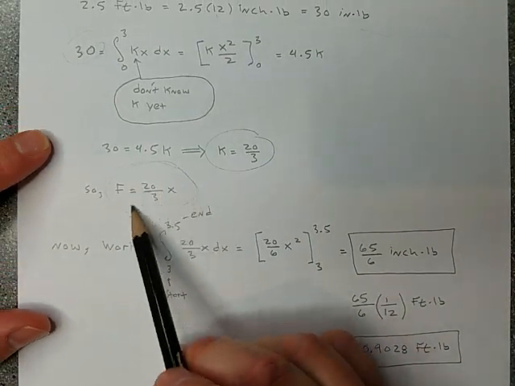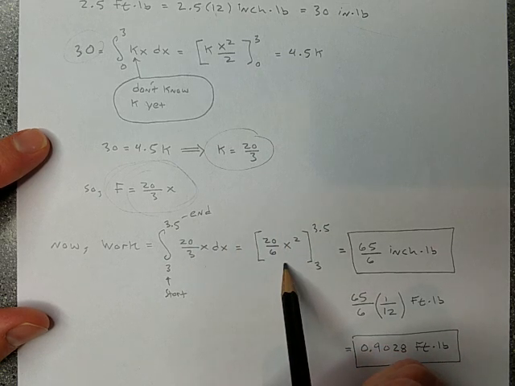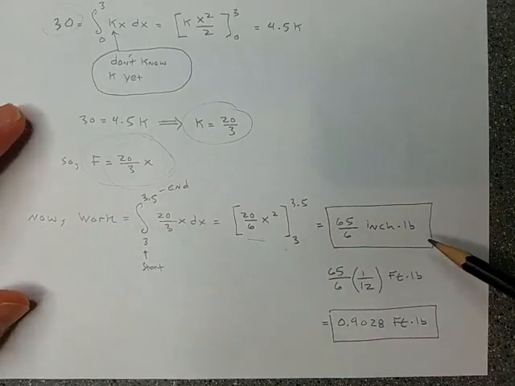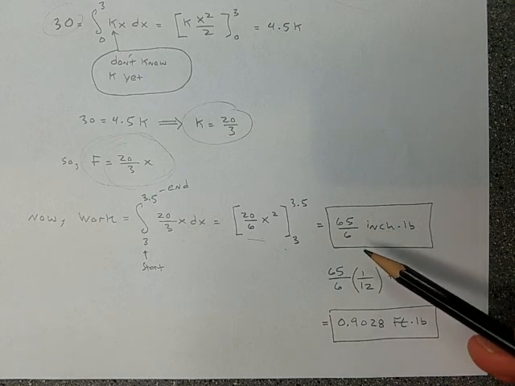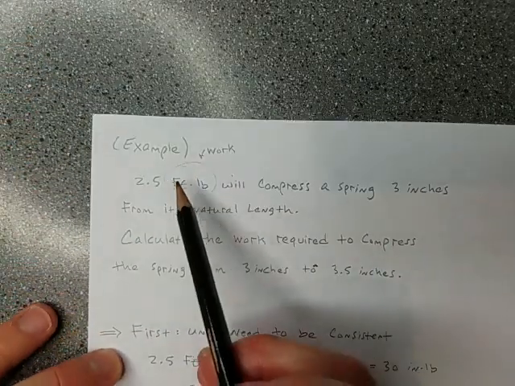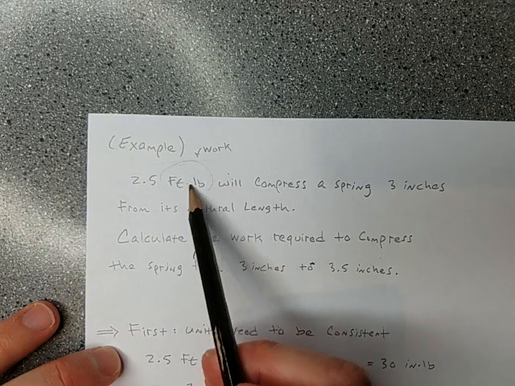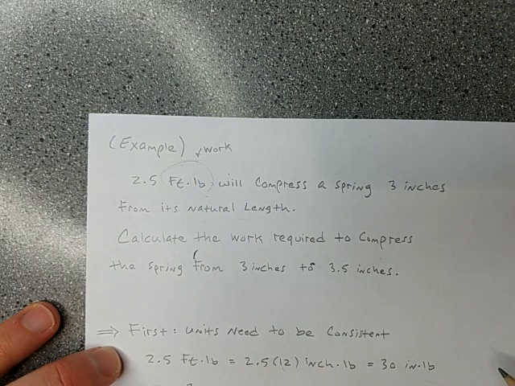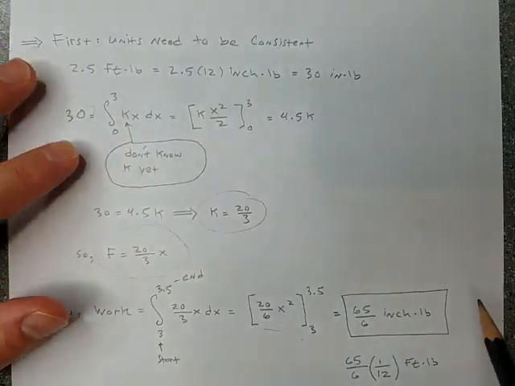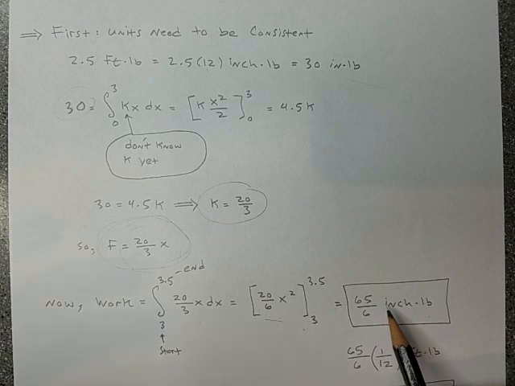So I get my working formula for the spring, 20/3 times x. I have my antiderivative, easy to do. I put my numbers in, I get 65/6 inch-pounds. That's the answer. Why inch-pounds? Well, because I was dealing in foot-pounds, meaning forces were measured in pounds and distances in feet. And just to be consistent with the units, I converted the distance measurements to inches. So that's why that's in inch-pounds. And if those are the units that were required of you, then that's your answer.